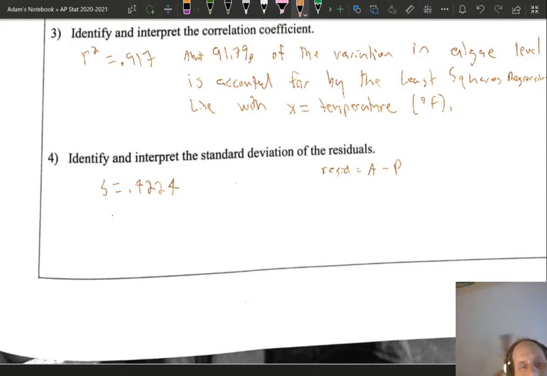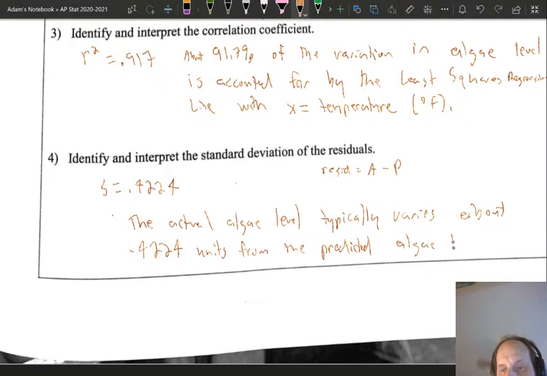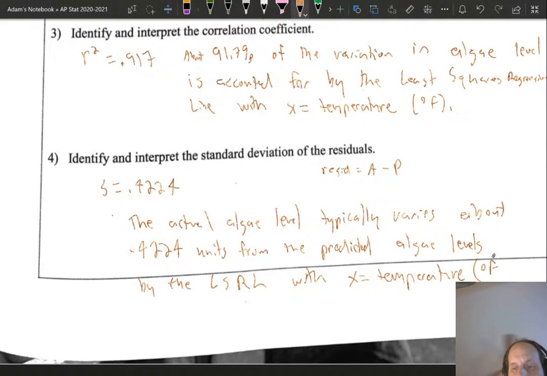Let's say that in context. We'll say the actual algae level typically varies about 0.4224 units from the predicted algae levels by the least square regression line, LSRL, with the x value equals temperature in degrees Fahrenheit. That's it.